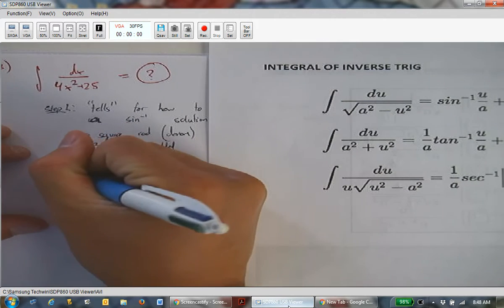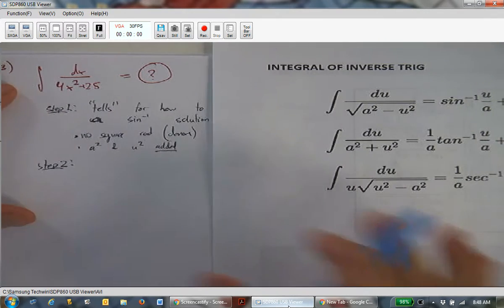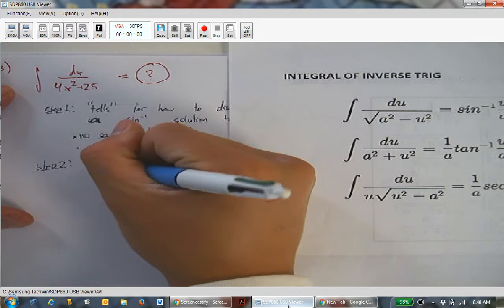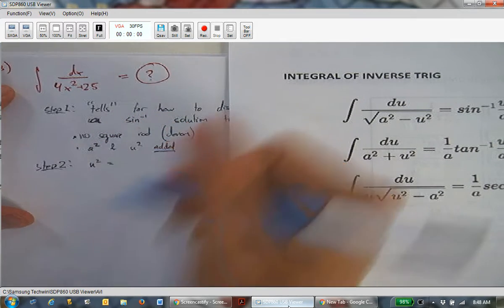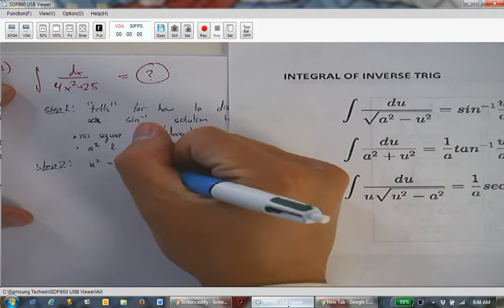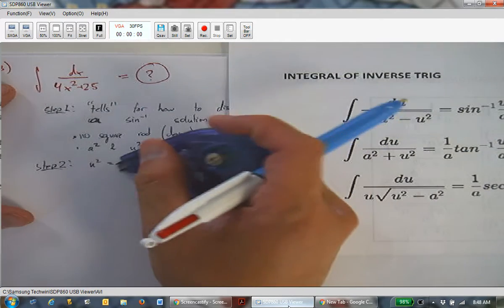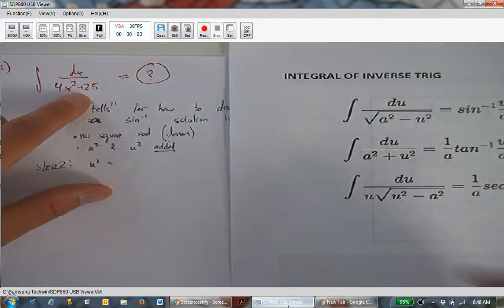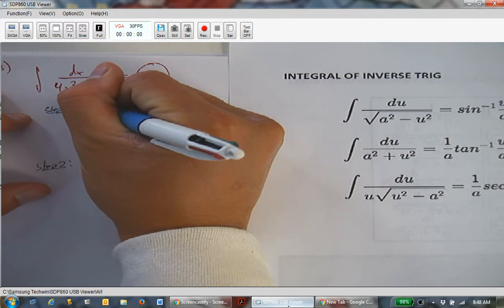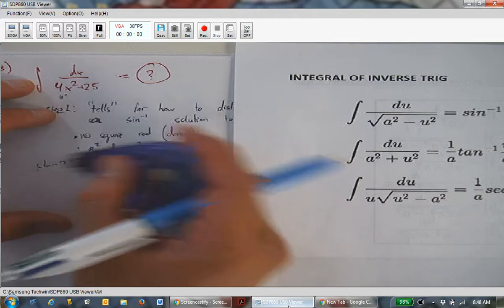Okay, so step 2, this is very pivotal because this is where it saved me from continuing to make the same mistake I had been making: define your u squared and your a squared. What is your u squared, first of all? U squared is 2x. Oh, no, 4x squared. Oh, my bad. You know what?